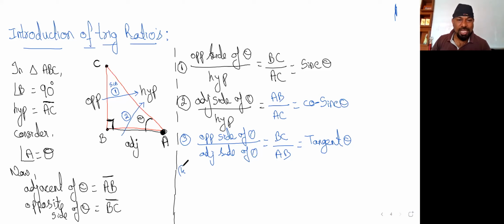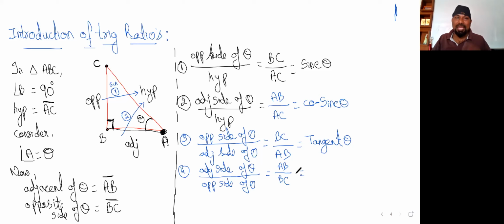Okay, now let us go for the fourth relation. Reverse. Now, if we put the adjacent side of theta on top and the opposite side of theta below, that is adjacent side of theta by opposite side of theta. Who is the adjacent side of theta? AB. Who is the opposite side of theta? BC. So if we put the adjacent side on top and the opposite side below, please remember, here we are not talking about hypotenuse at all. We don't have hypotenuse here. We call it cotangent theta. BA by BC. Very good. Cotangent theta. How many relations do we have? 4. Till now we have discussed 4.